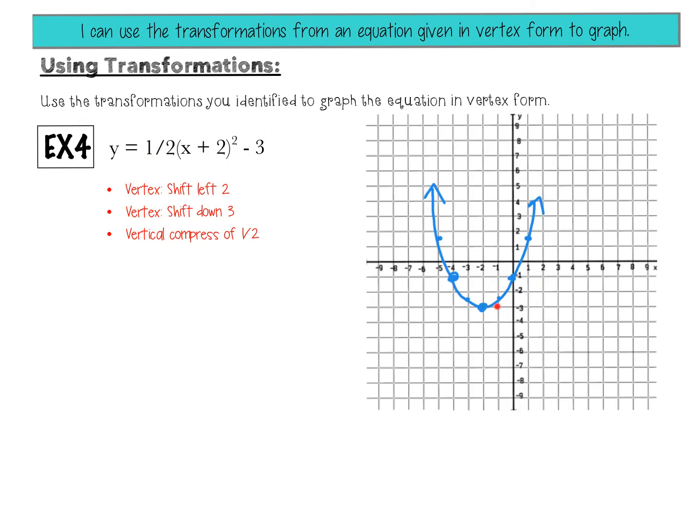So instead of going over 1, up 1 from the vertex, I'm going over 1, up 1/2. Instead of going over 2, up 4, I'm going over 2, up 2. Instead of going over 3, up 9, I'm going over 3, up 4.5. So I can see that that is getting wider, or it's being compressed down, because I'm only taking half of what the parent graph normally outputs.